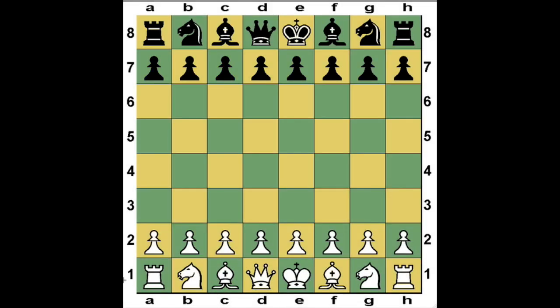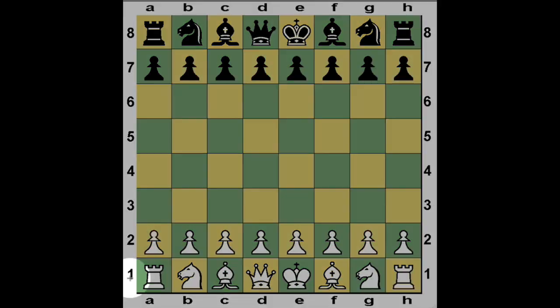And each horizontal row, we call those ranks, is given a number designation. This rank where the white chess pieces are is the first rank. Where the white pawns are is the second. Where the black pawns are is the 7th. And the black pieces are on the 8th rank.